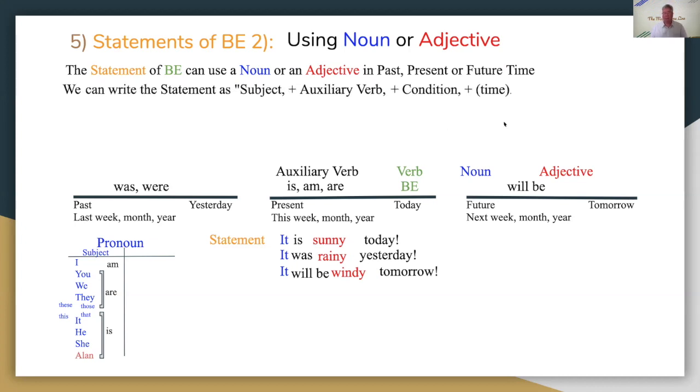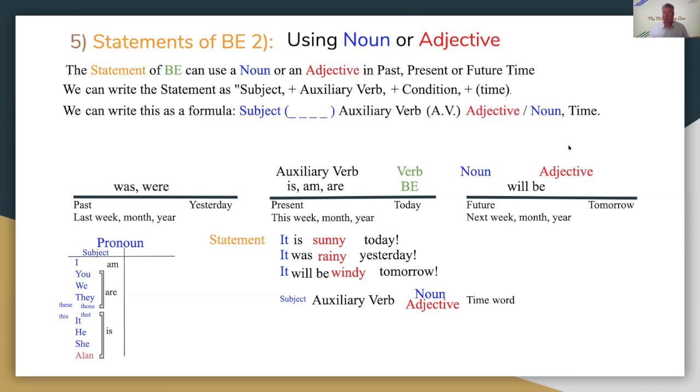So we could write this as a formula. This is what happens usually at your high school, that your teacher will tell you it's a subject, verb, condition, SVC or SVO. But I don't like to write like that. I prefer to use color. And we could write it like that. We've got our subject, which is over here, the auxiliary verb, which is here. We've got a noun or an adjective, and then we could use a time word. So we could write it as a formula like that. So the formula would look like this at the bottom of the page. Blue, black, red or blue, and black.